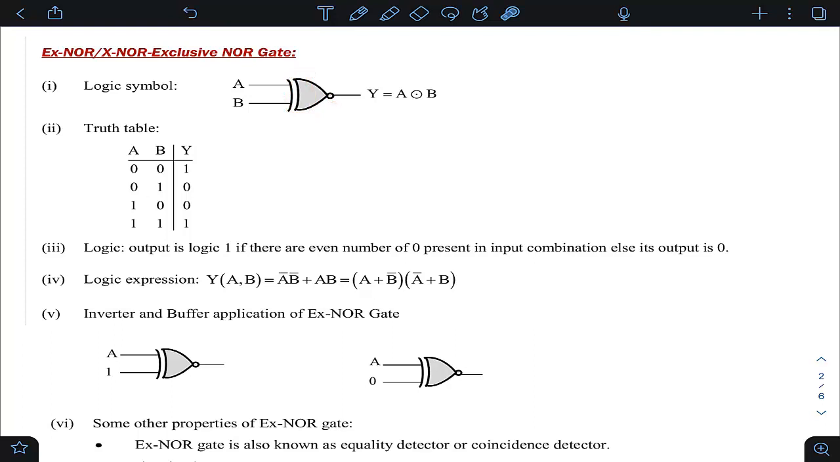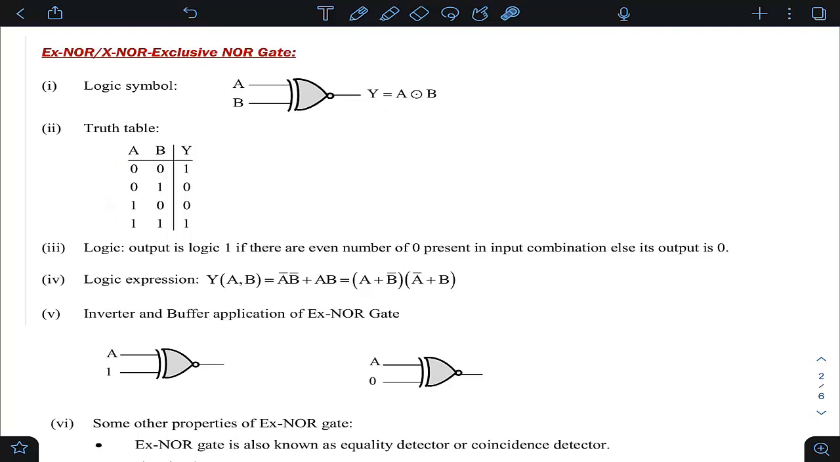And the symbolic notation for the XNOR operator is a dot inside a circle. So XOR is a plus inside a circle, XNOR is a dot inside a circle. So the logic symbol of XNOR is this one, and you can write this output as A XNOR B, that is A, dot inside a circle, B. And this is what the truth table is.